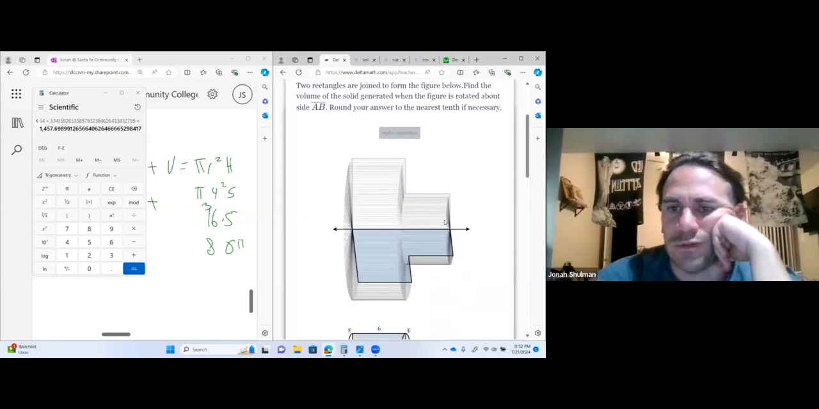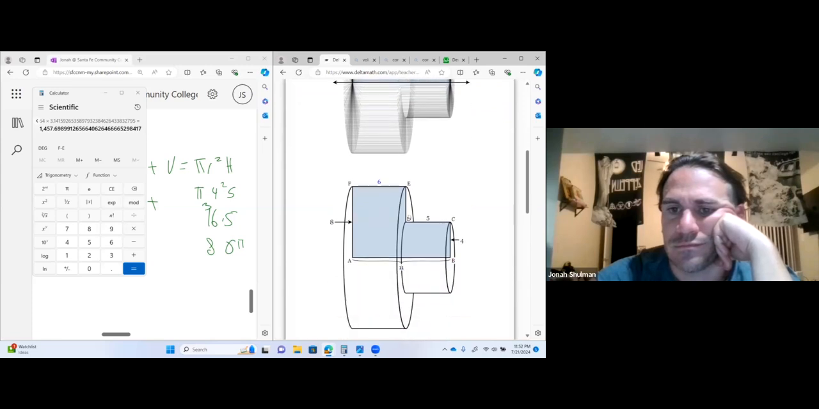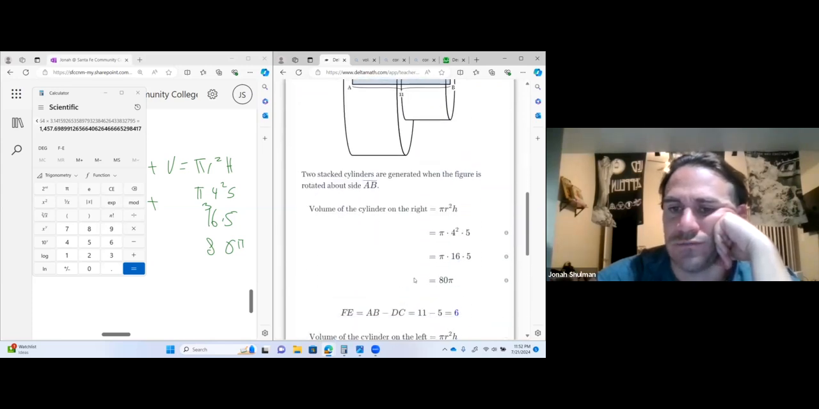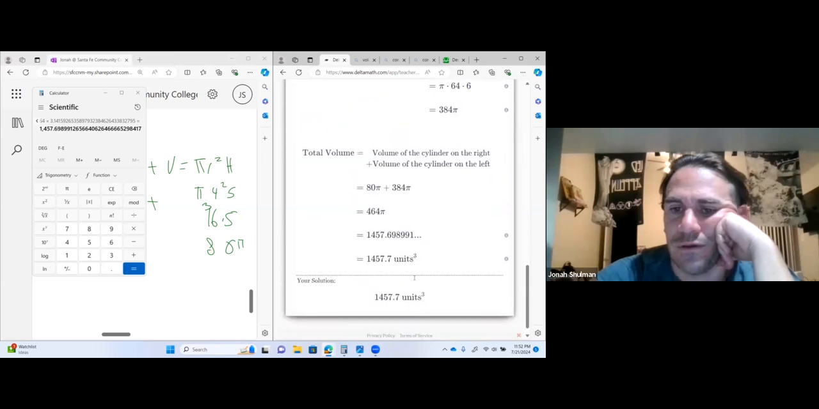Whoa! Double cylinders. Nice, nice. It's exactly like that worksheet I showed you. Beautiful.